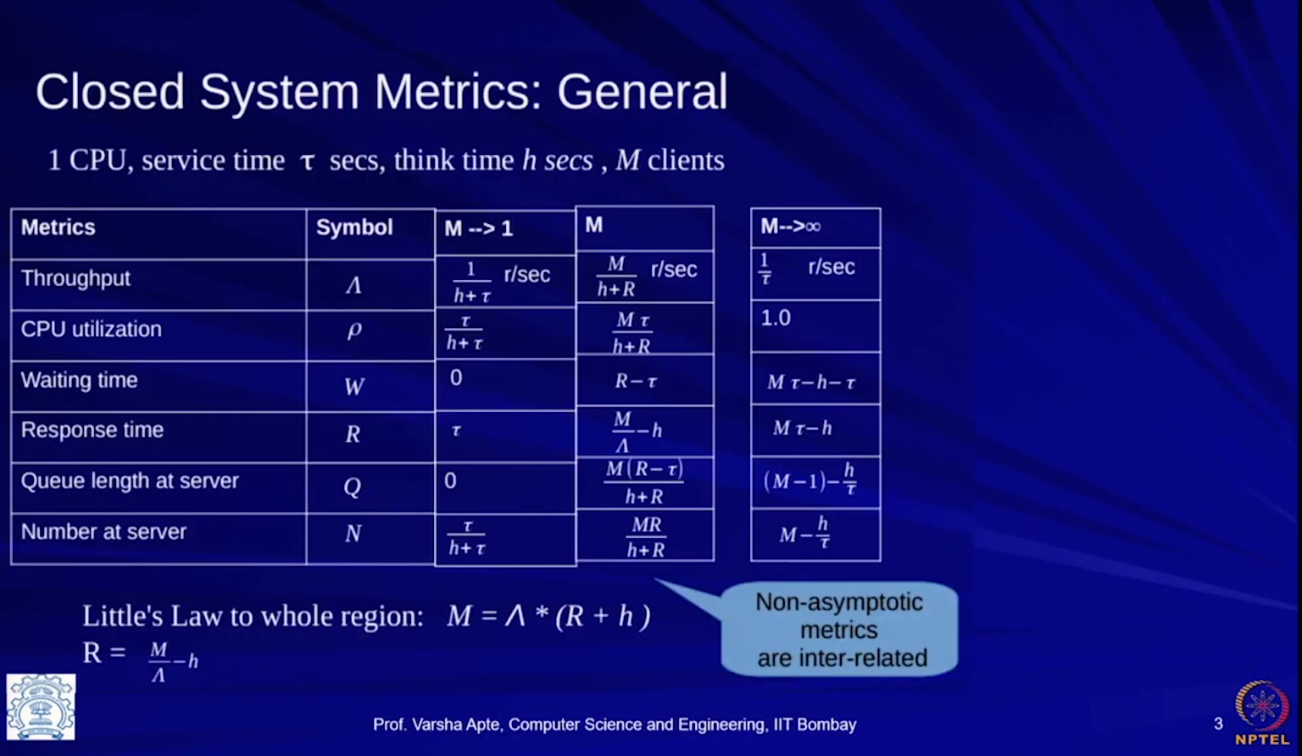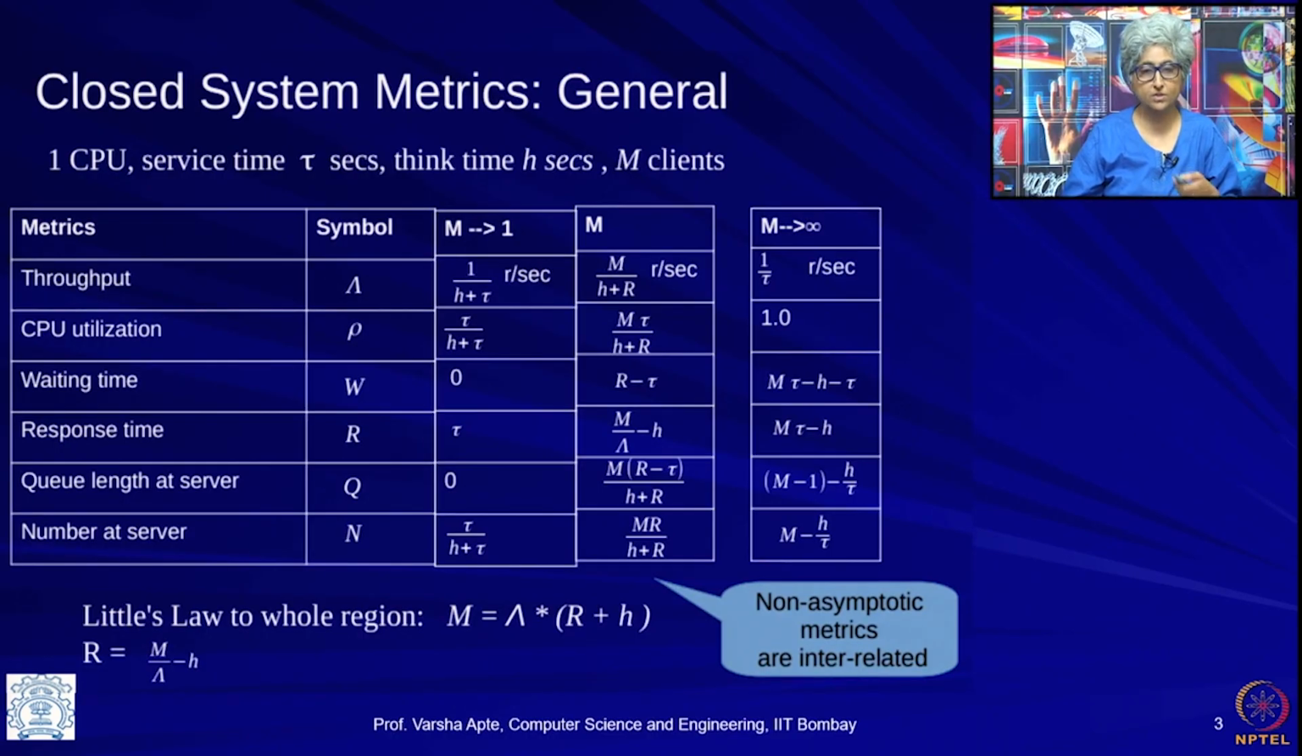This is again a recap for you to look at all the formulae of the closed systems that we studied. We have studied the low load asymptote for when the number of users or clients is going towards 1, then when the number of clients goes towards infinity, and then the asymptotes in between. These are all the formulae.